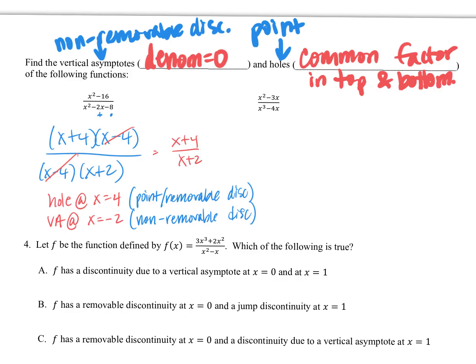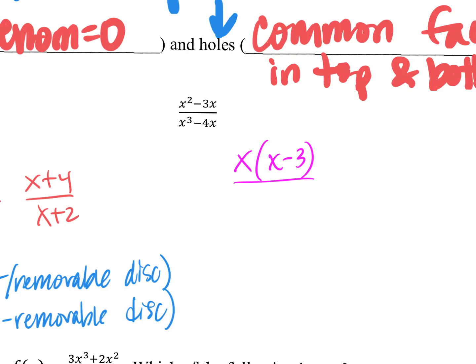Okay. Can we do the same thing over here? What does that top factor into? What can we take out of that? An x, take an x out, and what is left? x minus 3. Out of the bottom, what are we taking out of the bottom? Take an x out again, what's left? x plus 2, x minus 3.